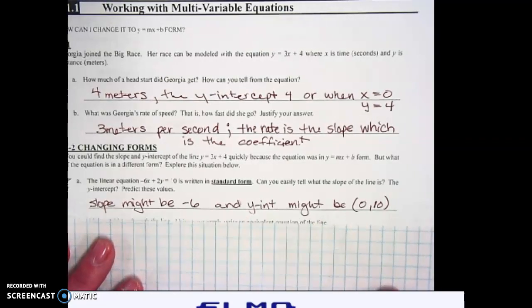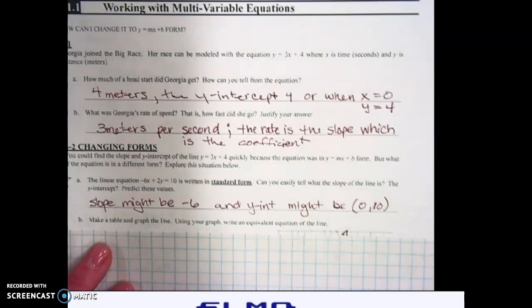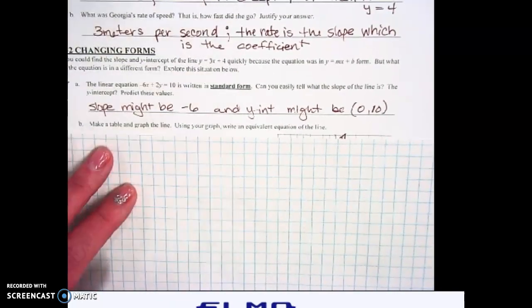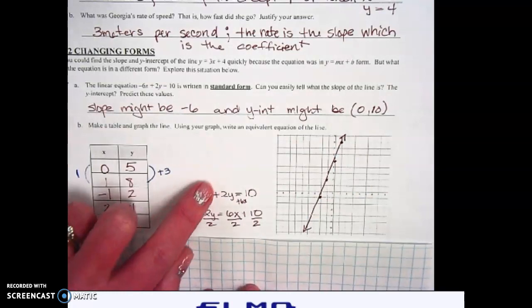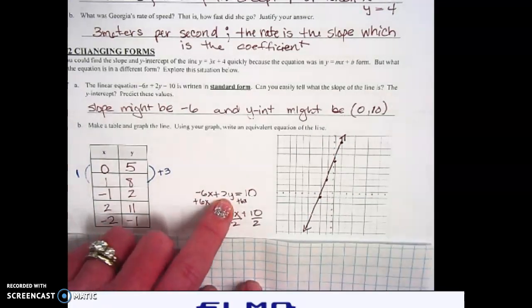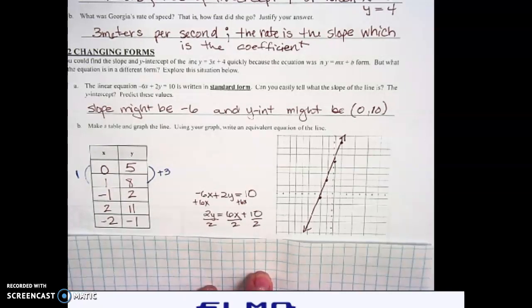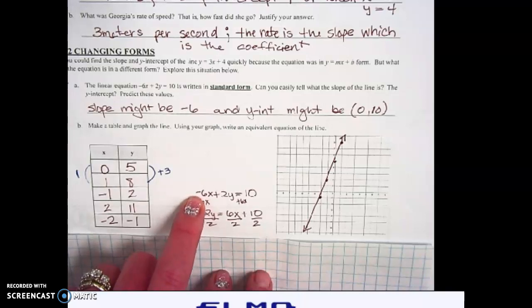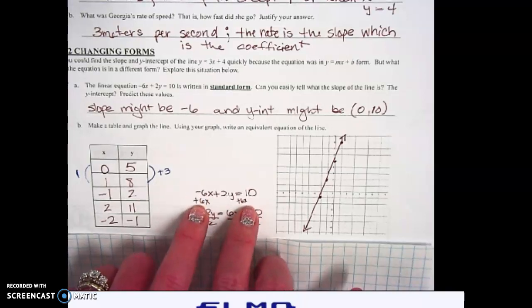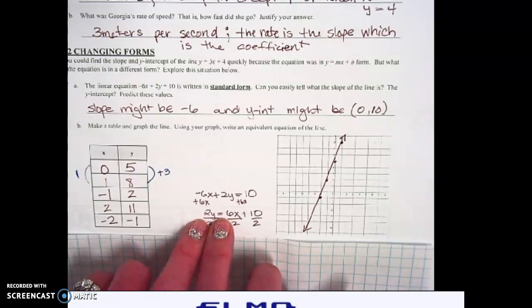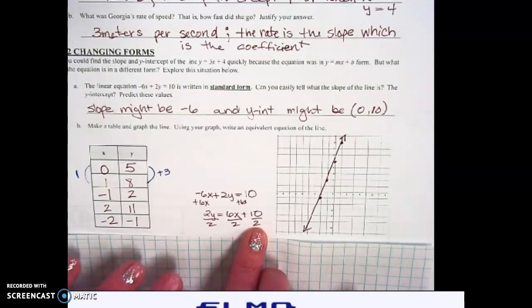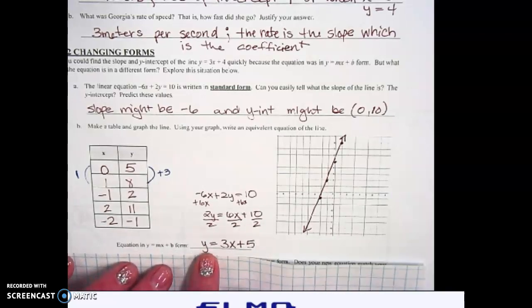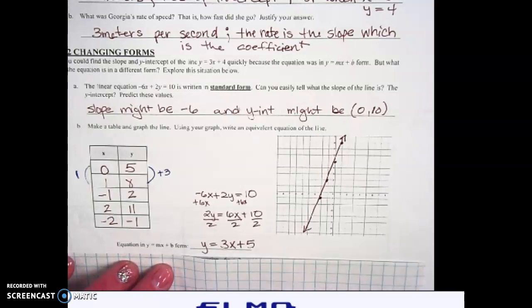My prediction's not right. It says, make a table and graph the line. Using your graph, write an equivalent equation of the line. So we're going to take that equation, which I wrote down here, negative 6x plus 2y equals 10. And then I'm going to do inverse operations until I get the y by itself. Since 6x is being subtracted, you want to add 6x to both sides. And then since the y is being multiplied by 2, you want to divide all the terms by 2. When you divide by 2, you get y equals 3x plus 5.